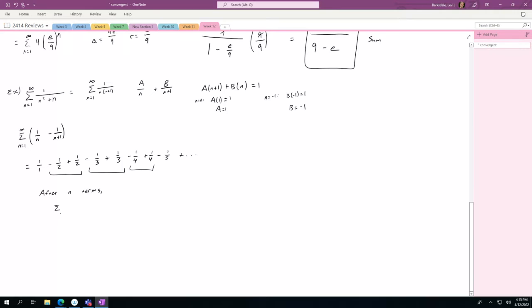So in general, after k terms, my sum from n equals 1 up to k of 1 over n minus 1 over n plus 1 is equal to 1 minus 1 over k plus 1, right?